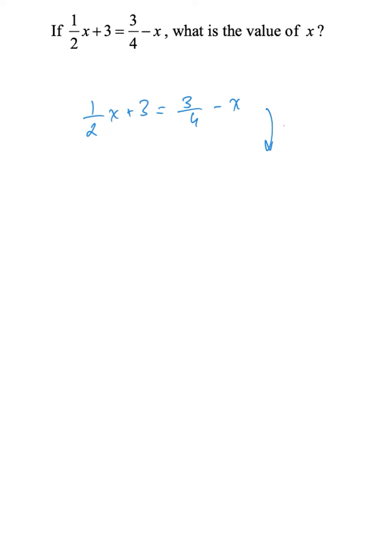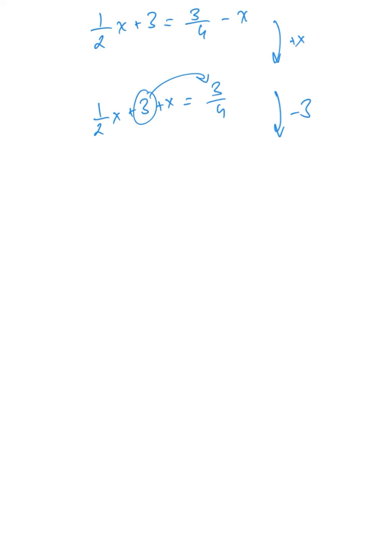Now, look at this. Let's add x to both sides of the equation in order to have 1/2 of x plus 3 plus x equals 3/4. Perfect. Now let's move the 3 to the other side. How? By subtracting 3 from both sides of the equation, and that is going to give us 1/2 of x plus x is equal to 3/4 minus 3.